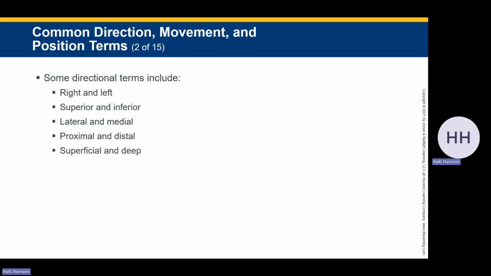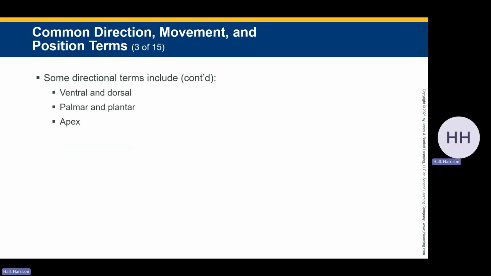Proximal is going to be towards the body's core. Distal is going to be away from the body's core. So you would use superior and inferior whenever you're dealing with something on the head, torso, pelvis, that type of thing. Whenever you get into the extremities, that's whenever you're going to see more proximal, distal. And then there's superficial and deep. Those are pretty self-explanatory.